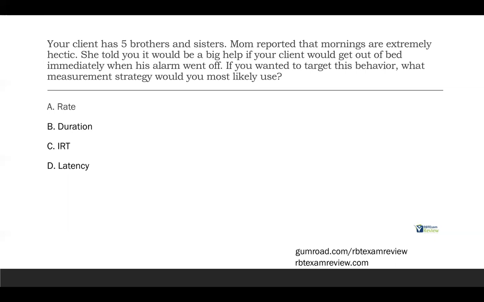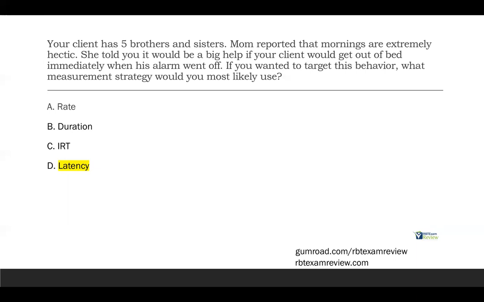Okay. IRT, we're not measuring the time in between two responses. Okay, we're not measuring the time in between the first time getting out of bed, the second time, the third time, right? We're measuring the time from the SD, which is the alarm, to the client starting to get out of bed. When you're measuring the time from the SD to the response starting, what are you measuring? You're measuring latency. Our alarm goes off, 1 minute passes, client gets out of bed. Latency is 1 minute. We want to decrease that 1 minute.